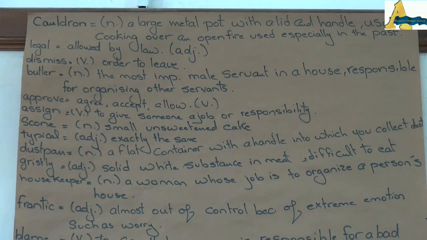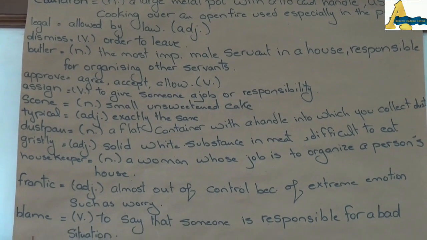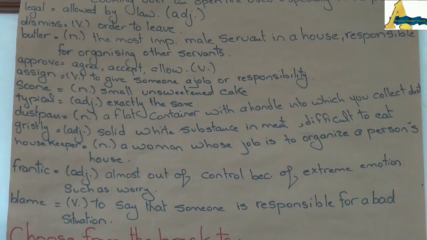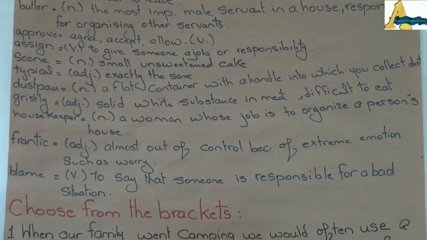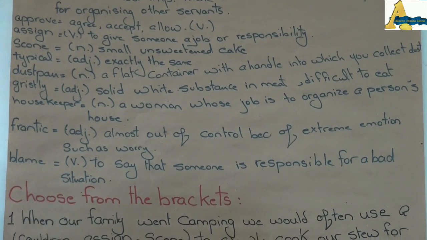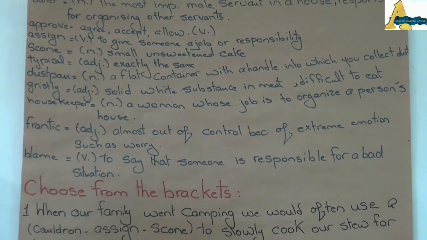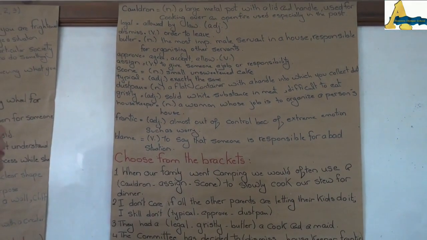Scone, it's a noun. It means the small unsweetened cake, like the cupcake that you eat. Typical, exactly the same, and it's an adjective. Dustpan, it's a flat container with a handle into which you collect dust. You know the flat container that your mom collects the dust in? That's the dustpan. It's a compound word.